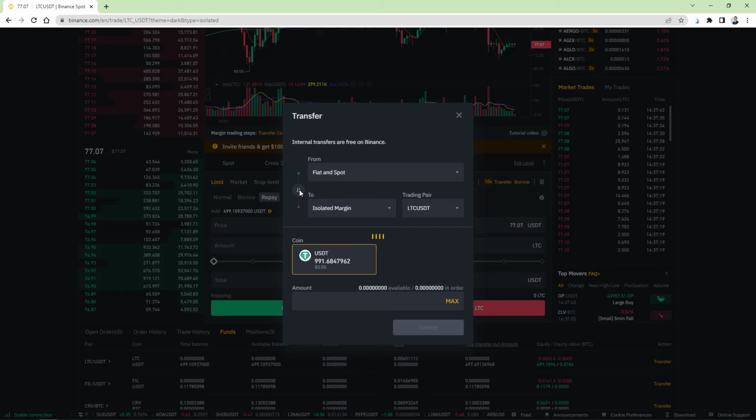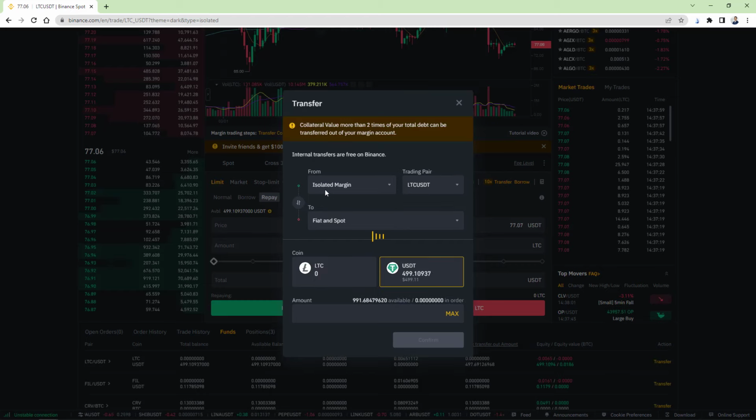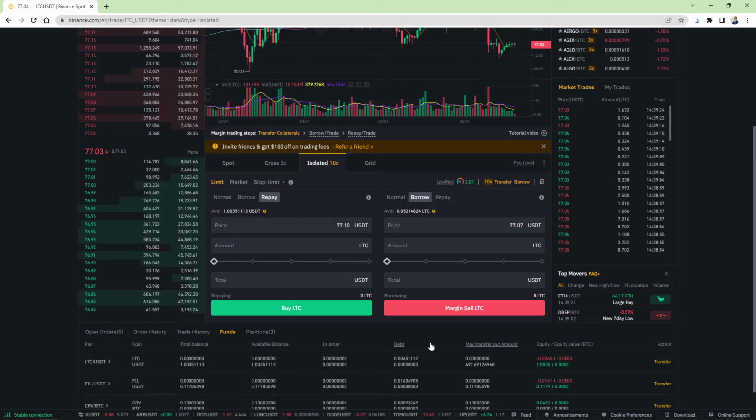So I'm going to reverse this and say, I want to move funds from the isolated margin account into my spot account. I'm going to move back all of my USDT. So clearly I lost about 90 cents because I transferred 500. I'm transferring back less than that. All right, confirm. Okay, and that's it. We're done with this trade.